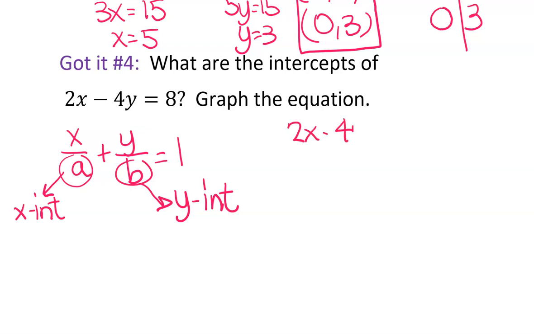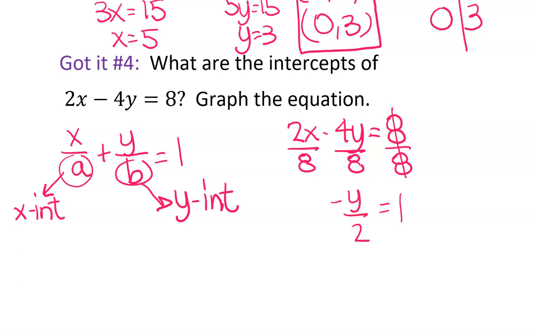2x minus 4y equals 8. So to make that a 1 on the right side, I'm going to divide everything by 8. And then I'm going to simplify. So this becomes a 1. Negative 4 over 8 becomes a negative y over 2. And a 2 over 8 gives me x over 4. If you're not sure how to do that, I'm just dividing 2 into 8 and negative 4 into 8.